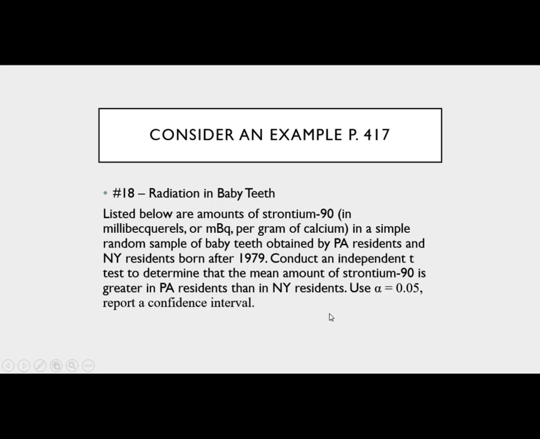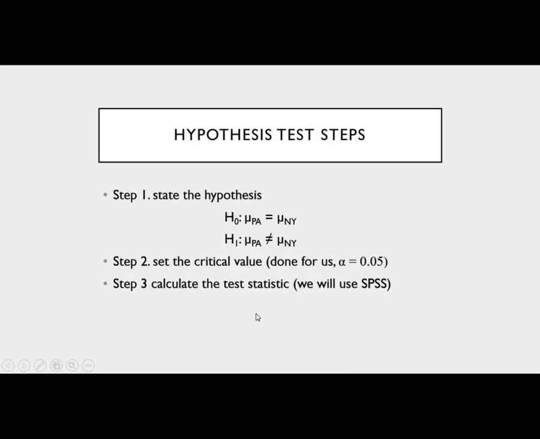Radiation in baby teeth. Listed below are amounts of strontium-90 in millibecquerels in a simple random sample of baby teeth obtained by Pennsylvania residents and New York residents born after 1979. Conduct an independent samples t-test to determine that the mean amount of strontium-90 is greater in PA residents than in New York residents. Use alpha equal to 0.05 and report a confidence interval. So they're saying it's greater in Pennsylvania than New York. So they're saying it's a one-sided test, but we're going to do it as a two-sided test.